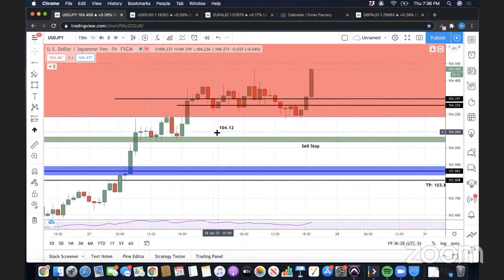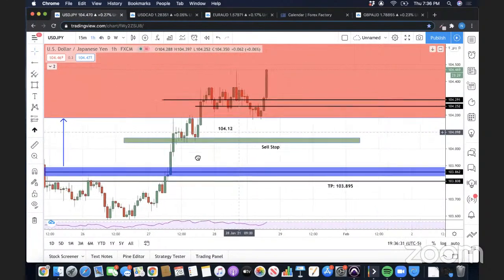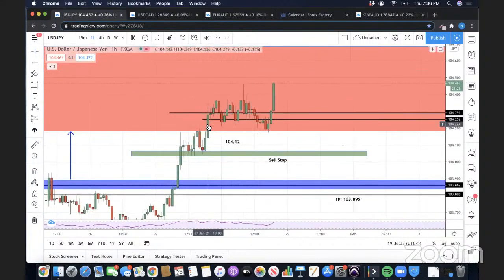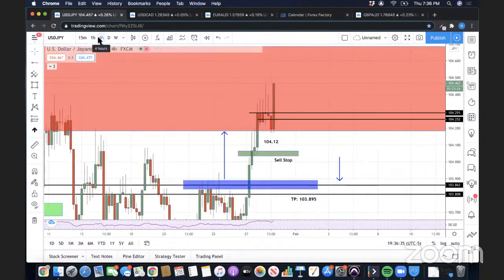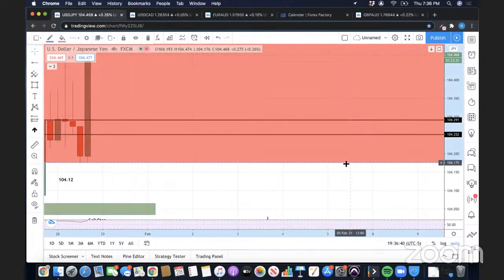But this is a really high probability trade, guys. If this were any other day, I would close the platform and walk away and just let it play out.